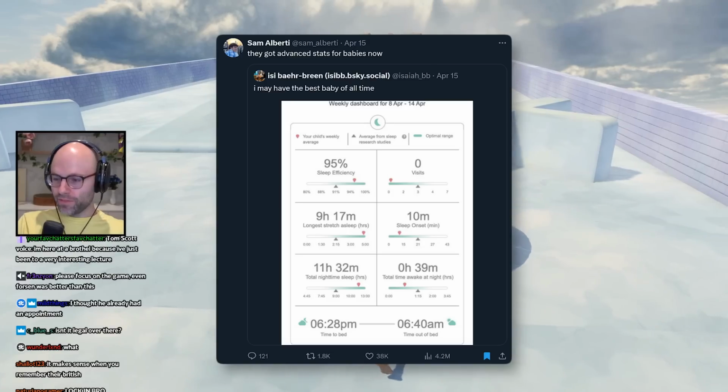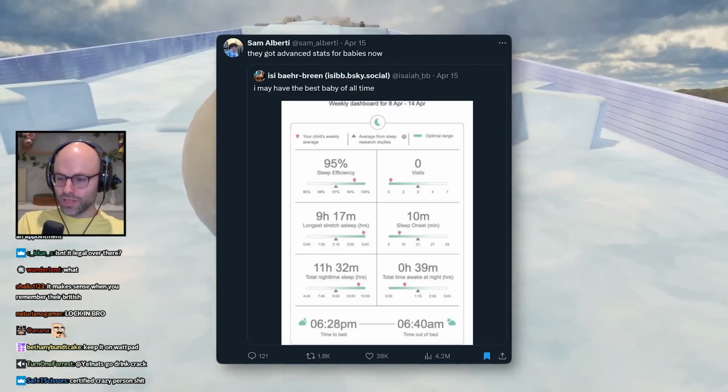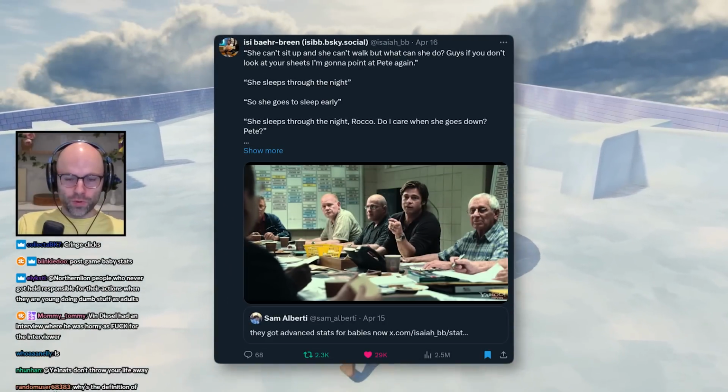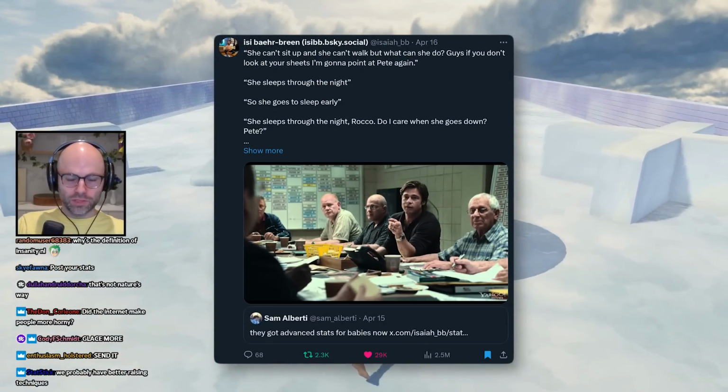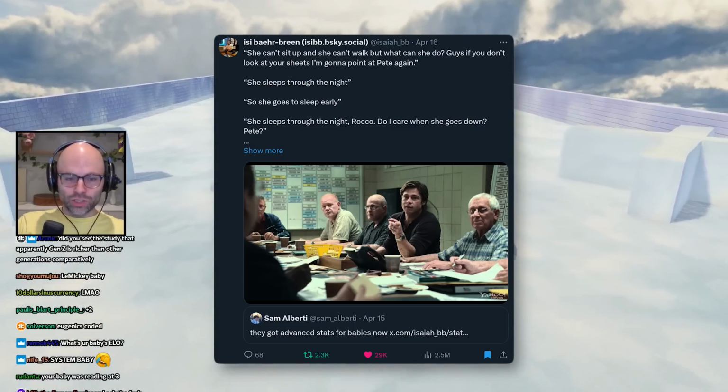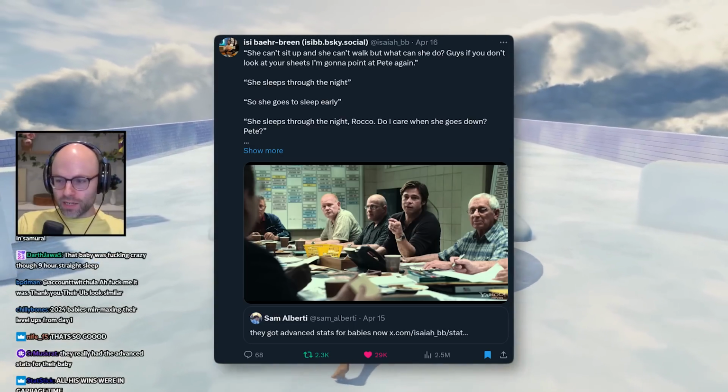Someone was like, I'm pretty sure I have the best baby, and then they post their baby's sleep analytics. System baby, to be honest. It's true. If you put that baby in another house, I don't think they're getting the same stats. Honestly, it all comes down to the nursery, the conditions, the relative humidity.